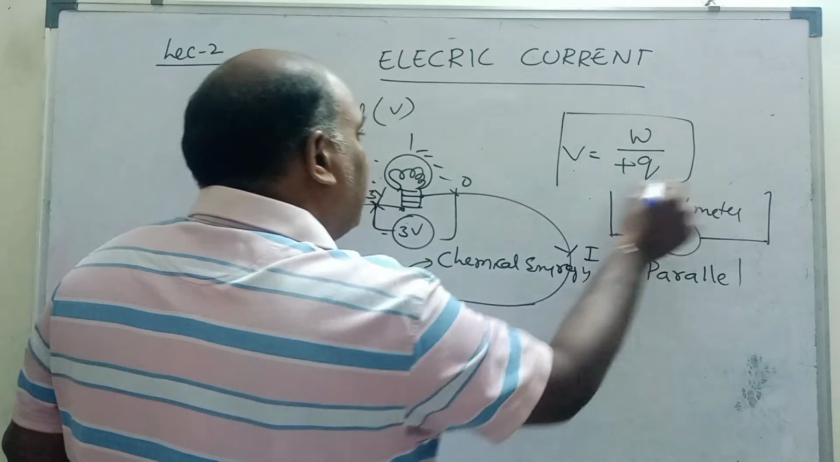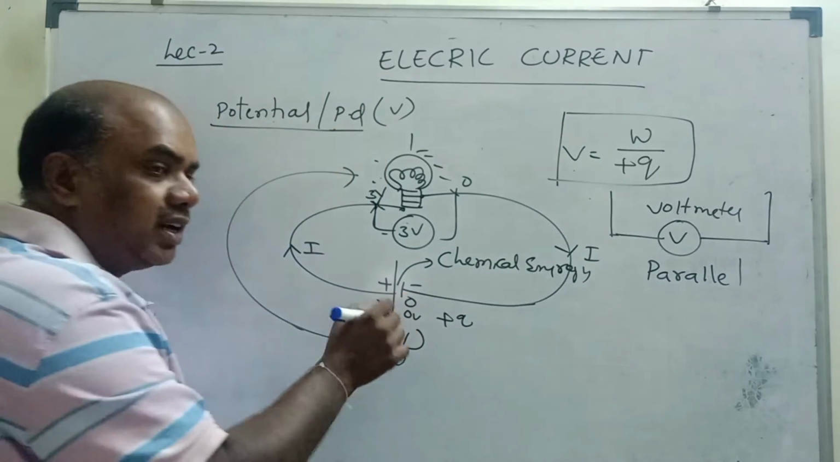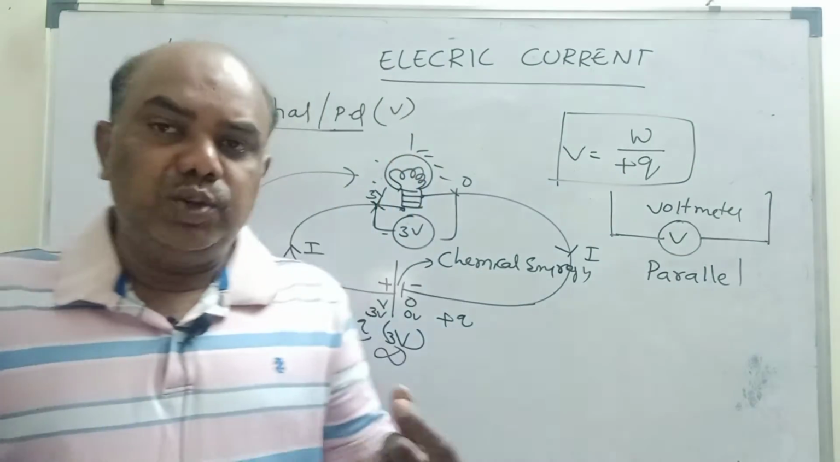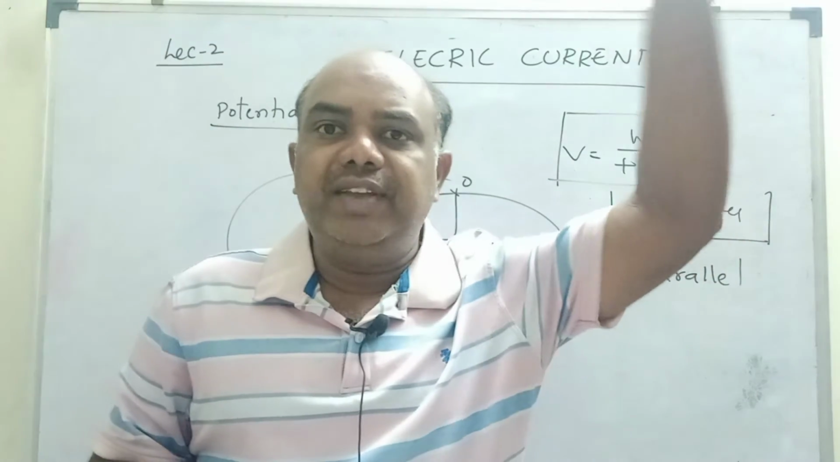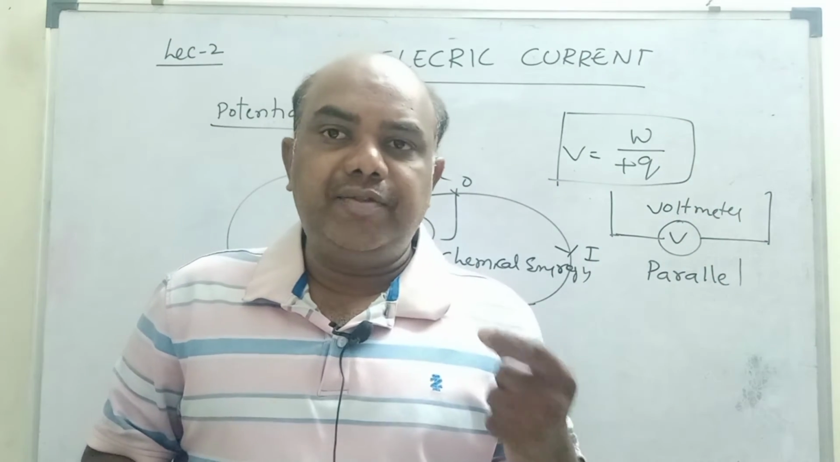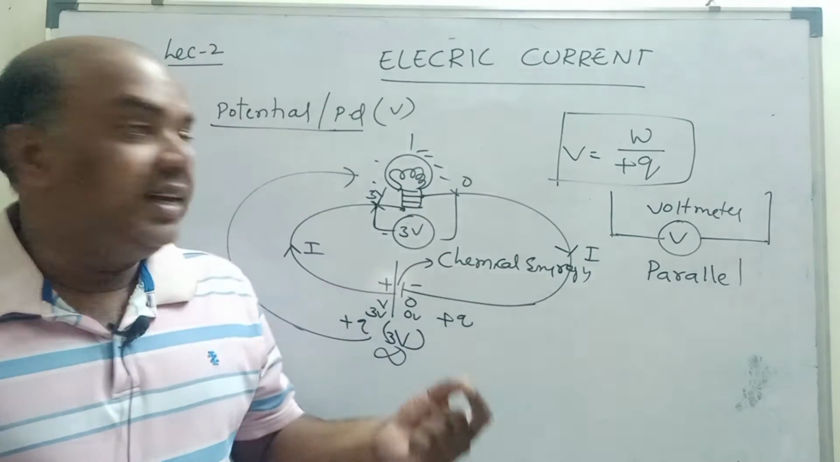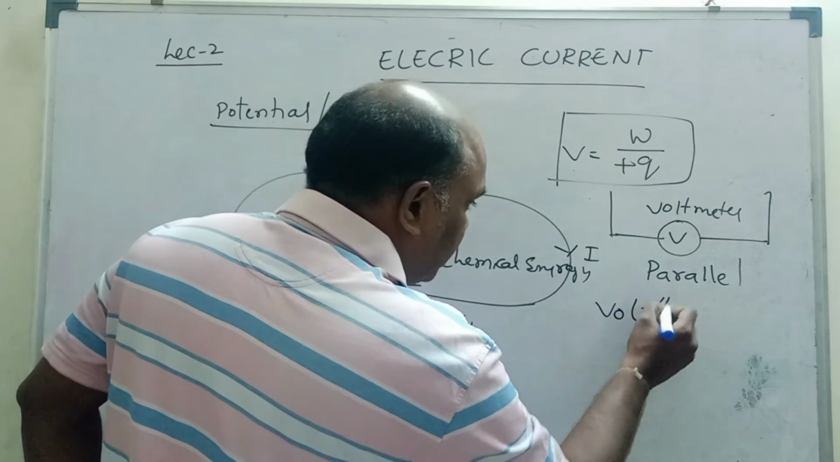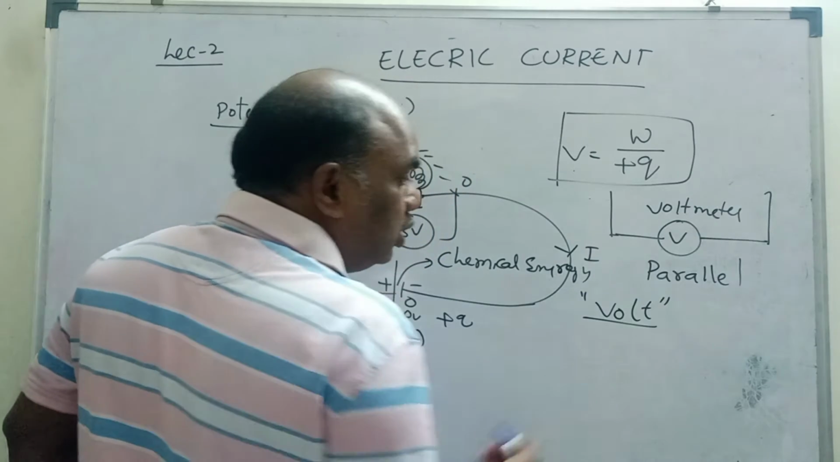Potential definition: the work done by the cell, that means the chemical work done by the cell to bring 1 unit positive charge from infinity to the consumer. This is called potential difference. Potential difference is denoted by V. Unit is volt. To measure the potential difference we use a voltmeter.